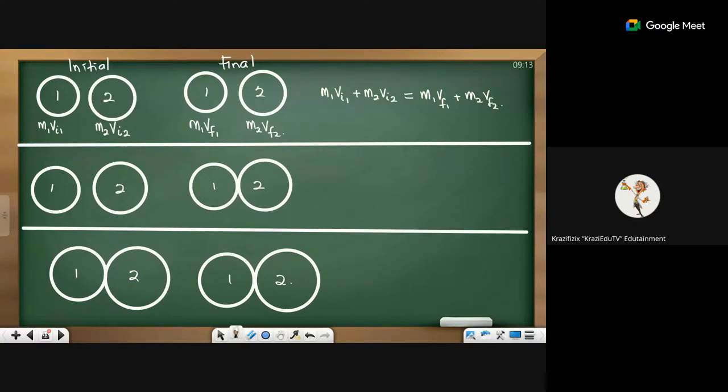Does that make sense? Please talk to me. Initial momentum of object 1, PI1, plus the initial momentum of object 2 should be equal to the final momentum of object 1 and the final momentum of object 2. If you get that, then we are done with this page. The total before must be equal to the total after. I'm just waiting to see a thumbs up.